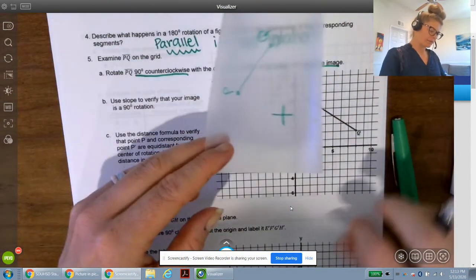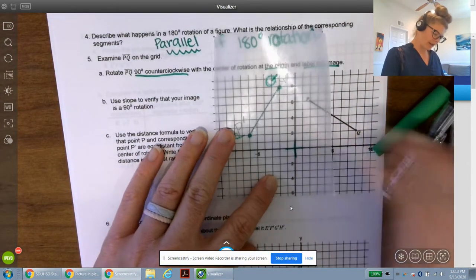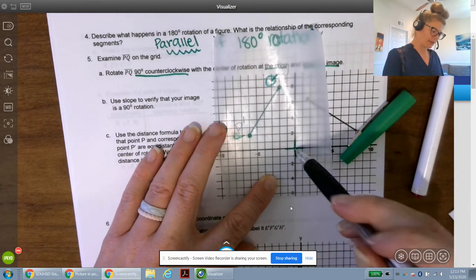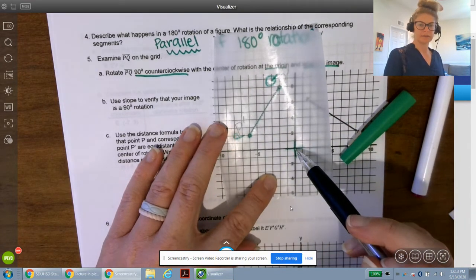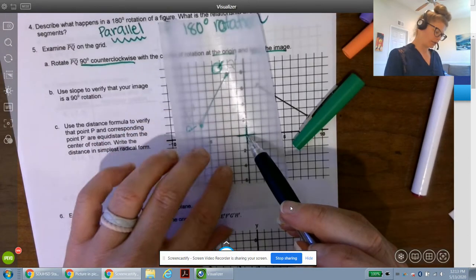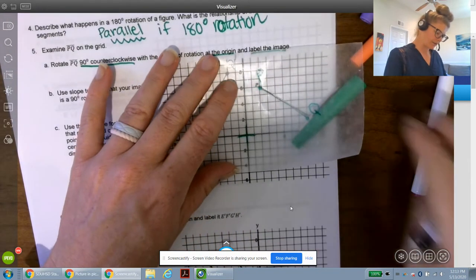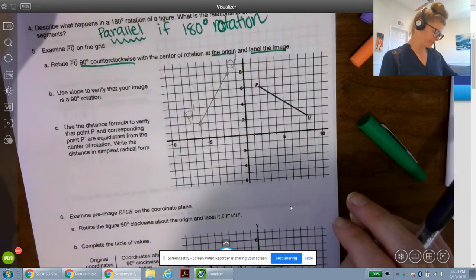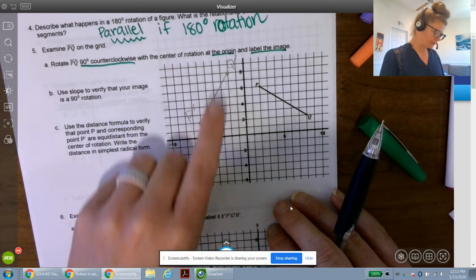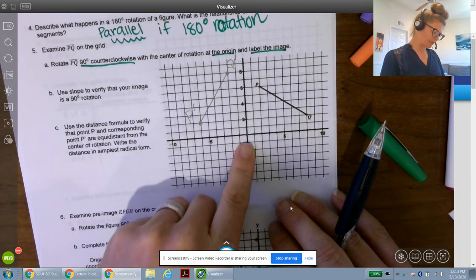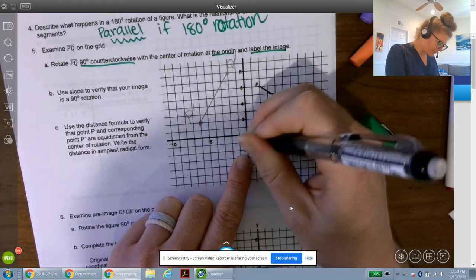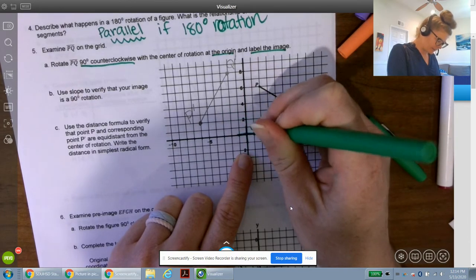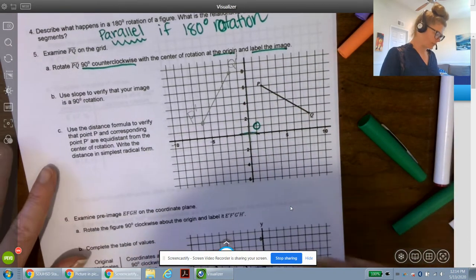line. And before I move on, I'm going to double check that I'm lined up with what I think is my new image. Can I rotate back 90 degrees and end up right on my pre-image? I can! Yay! Okay, so here we are, labeled center of rotation. I guess we can label this also. Label that O, center of rotation.